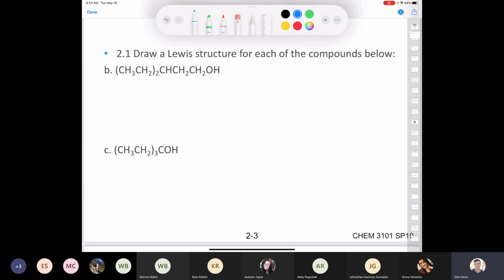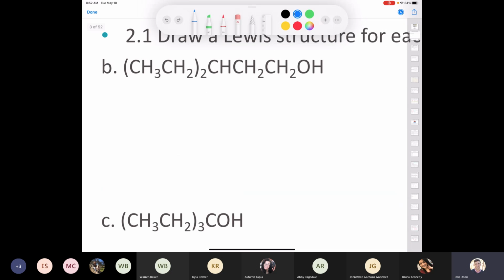You see these are fully condensed structures. This one and this one, I don't see any single bonds in there. So let's take a look here. The first thing I notice about this one is that we have 2 CH3, CH2s, right? We have a subscript 2. That means we've got 2 of these, and they're both attached to this carbon with 1 hydrogen.